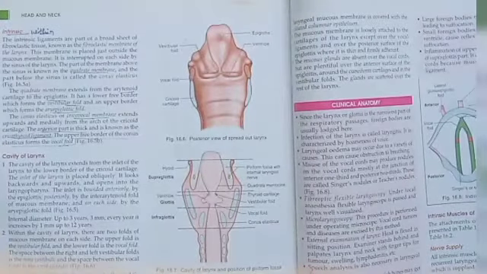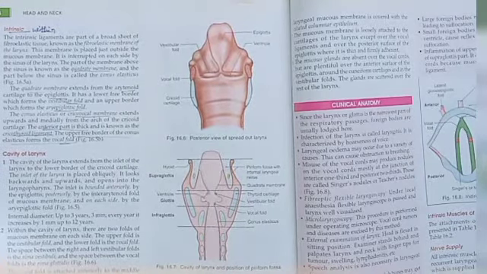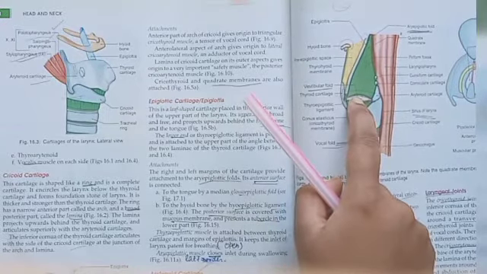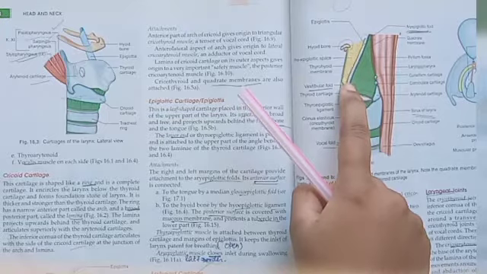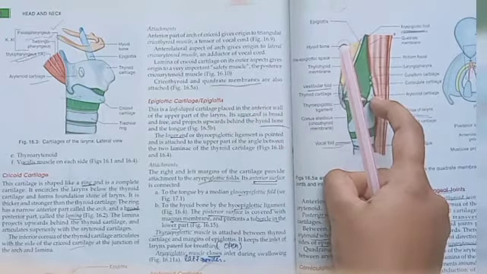vestibular ligament. The vestibular ligament is present between the two mucous membranes, at the lower margin of the quadrate membrane, and it is present in the vestibular fold. Anteriorly it is attached to the thyroid cartilage and the thyroepiglottic ligament, whereas posteriorly it is attached to the arytenoid cartilage above the vocal process.